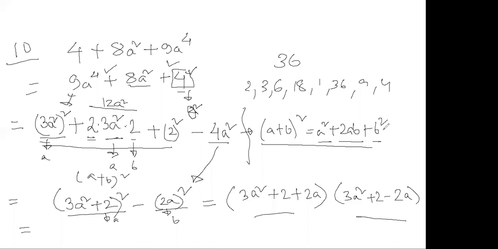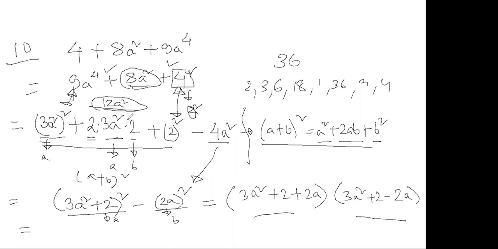You use in the formula b square. So 2 whole square. So 3a square whole square is 9a4. 2 into 3a square into 2 is 12a square, and 2 square is 4. So this one is matched with this one. 9a4 is matched with 3a square whole square, but 8a square does not match with 12a square. You see, here I have 8a square, but over here I got 12a square.